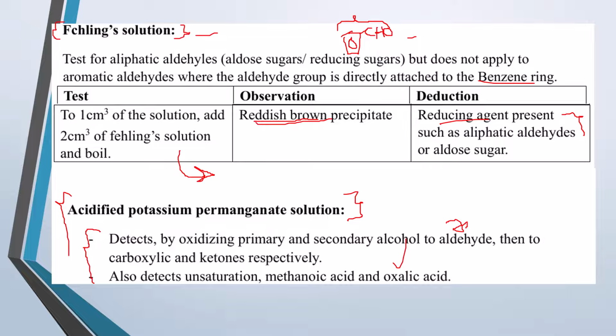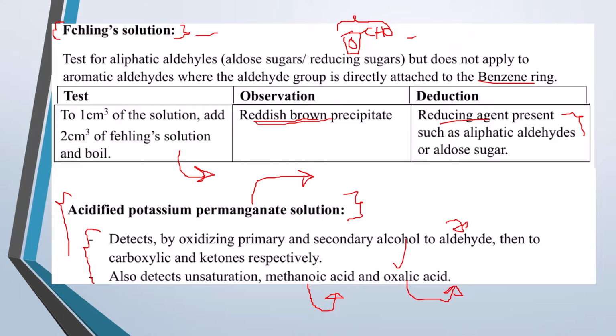So that means that you can separate oxalic acid from other acids using acidified potassium permanganate solution, or you can distinguish methanoic acid from other acids such as ethanoic acid using acidified potassium permanganate solution. And the observation for this one remains the same, purple solution turning colorless.